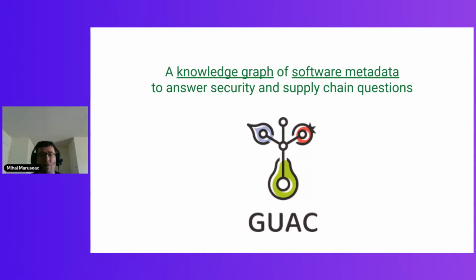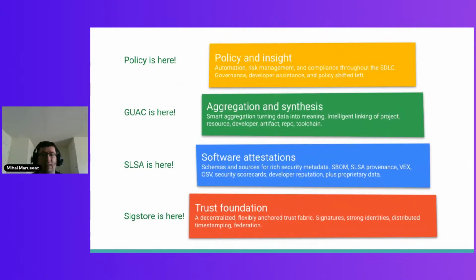And in diagram form, we basically start with a trust foundation, where Sigstore is. That's where you do the signatures. On top of that, we can build attestations, software attestations. So I talked about SLSA, but there are others like SBOMs, scorecards, and so on. This is where SLSA is. And on top of all of this, we can aggregate everything together. This is GUAC.